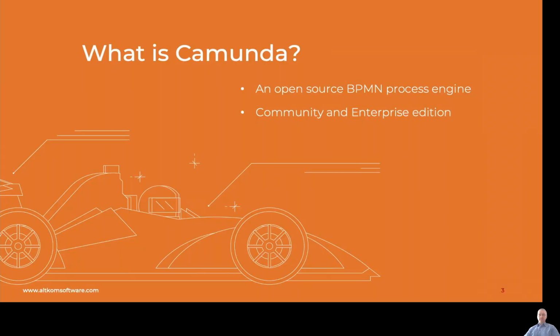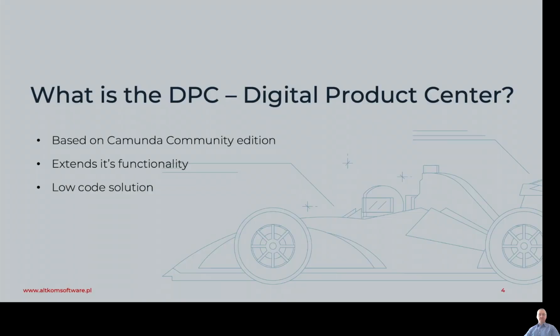And what is Camunda? Camunda is an open source BPMN process engine that enables the automation of processes, for example, sales or customer service. It has two versions, Community, freeware, and Enterprise Edition. And what is a DPC?